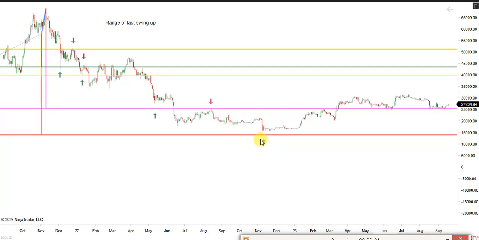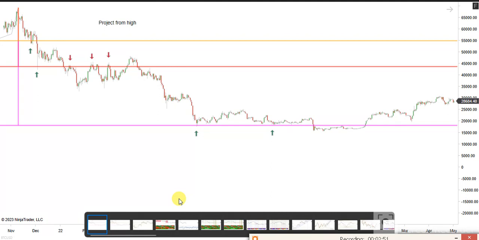finally, we couldn't quite get to the red level, which is my final calculation with that particular number. And what happens when you see that failure to quite get there, that's often a good indication that that could be the end of that move. So now that was using the range. Now I'm going to show a chart just using the high. Here's the same chart just using the high price.